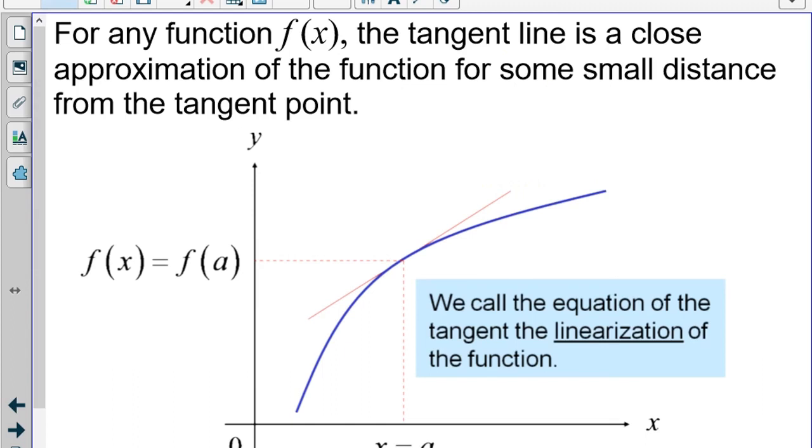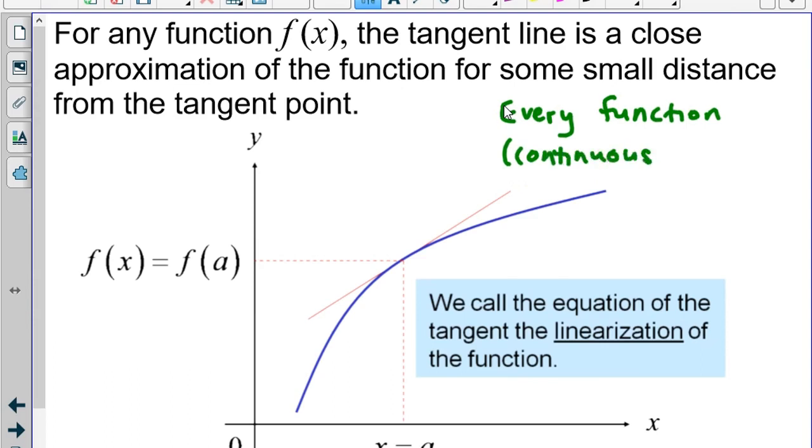So basically, linearization is just a fancy word for the equation of the tangent line when written in y equals tangent line form. So we want to write it basically as a function. We are assuming that that tangent line has a very close approximation of that function. Essentially, what we're saying is that every function that is continuous is locally linear.